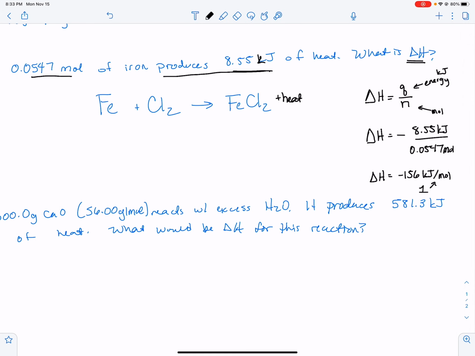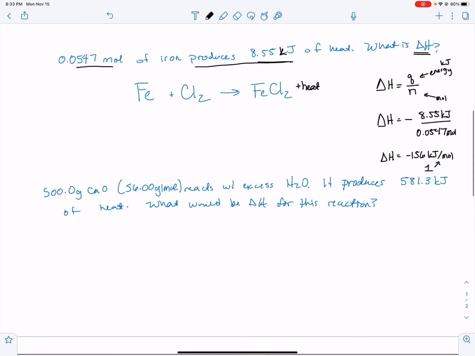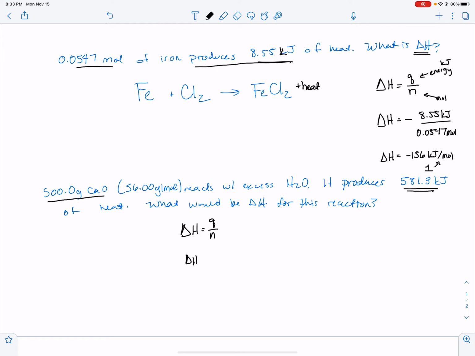Now we'll do the next problem. In this case, we have a gram amount, and it's producing this many kilojoules of heat. Remember, delta H is equal to Q over N. And in this case, it says it reacts with extra water. It produces, so again, that means it's going to be on the right-hand side. Delta H is negative.